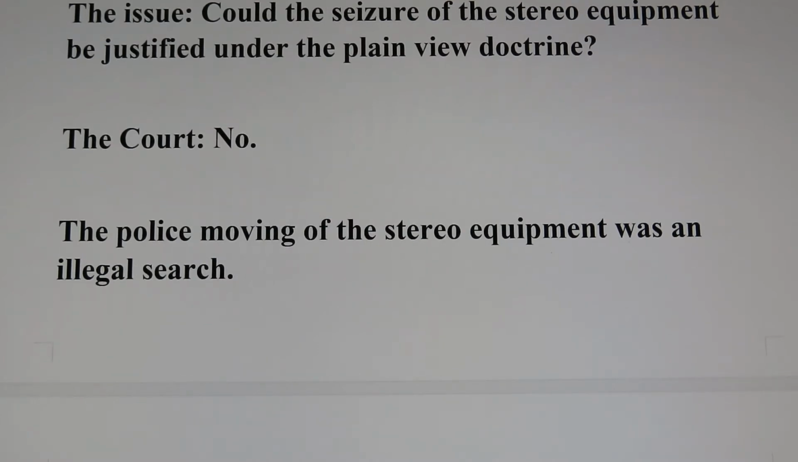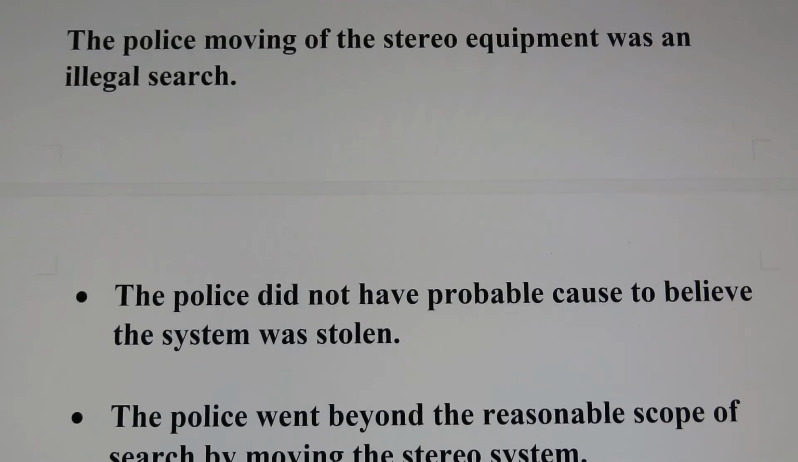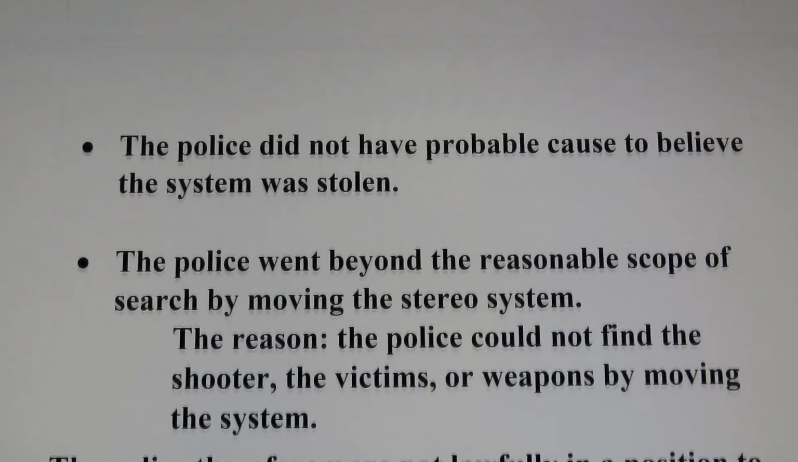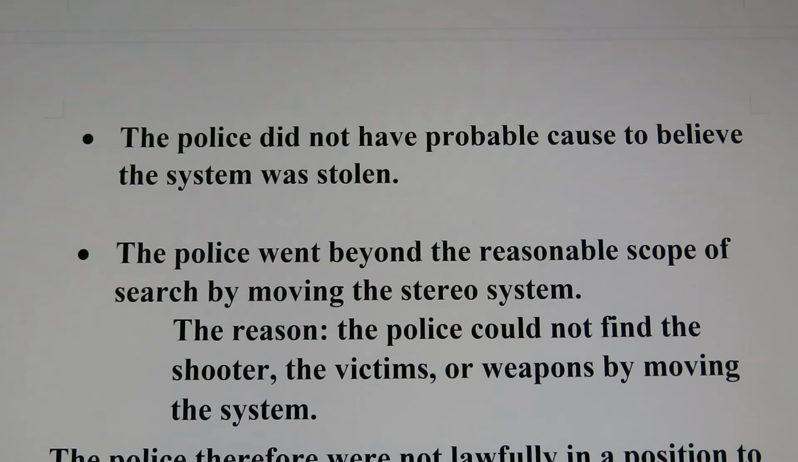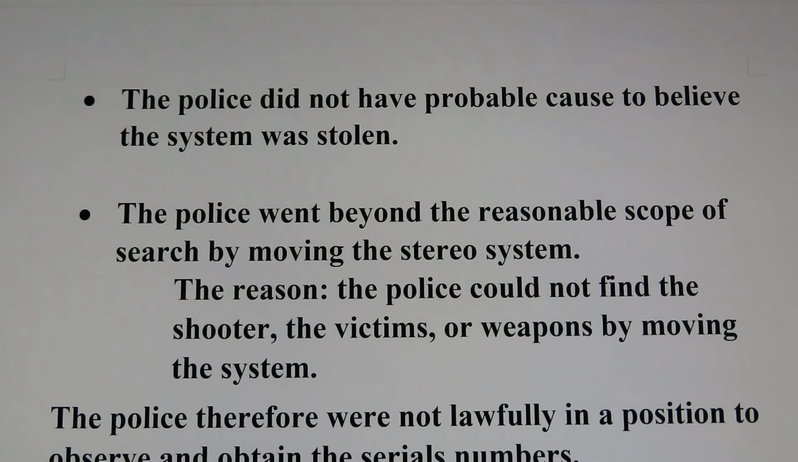But because this serial number was obtained in an illegal search, this seizure could not be justified under the plain view doctrine. Now let's see why this police search, this police moving of the stereo system, was an illegal search. The first one was this. The court said the police did not have probable cause to believe the system was stolen. This point we already discussed.